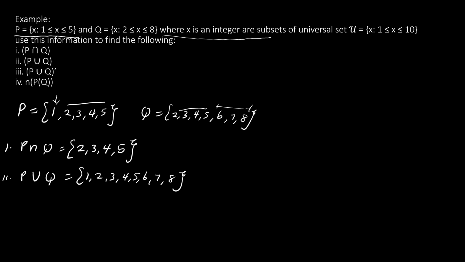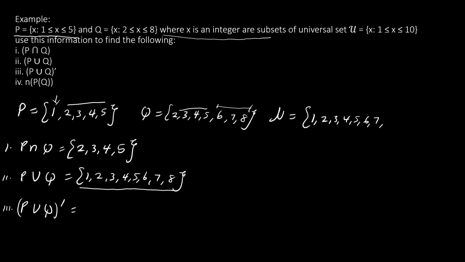The third one is P union Q prime, that is the complement of P union Q. We have already gotten the value for P union Q here. In talking about complements, we said complements are those elements in the universal set that are not in the set that we are considering. To complete this, let's write the elements of the universal set. This is 1 less than or equal to x less than or equal to 10. So we have 1, 2, 3, 4, 5, 6, 7, 8, 9, and 10. So these are the elements of the universal set.